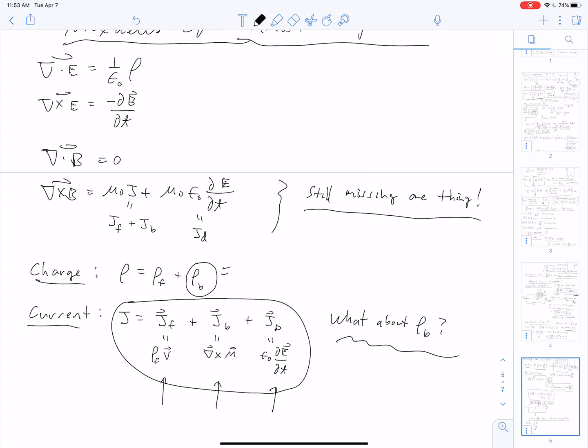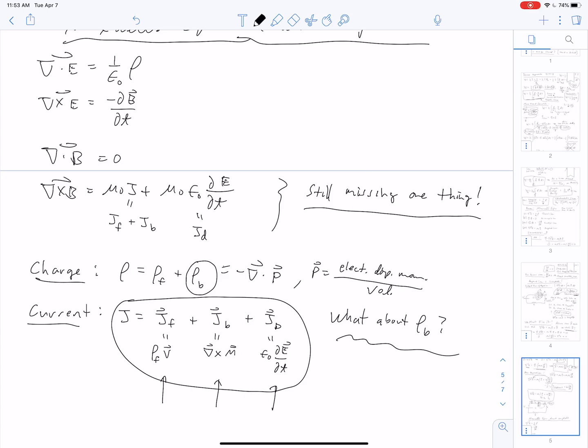And the bound charge, we know what it's equal to. It's equal to negative del dot P, where P, remember, is equal to electric dipole moment per volume. And can this bound charge density create a current? Because what about, for example, could I make a bound current where I take the bound charge density and just multiply it by a velocity, the way we did for the free current? Just saying that J equals rho v. That's what we normally do.